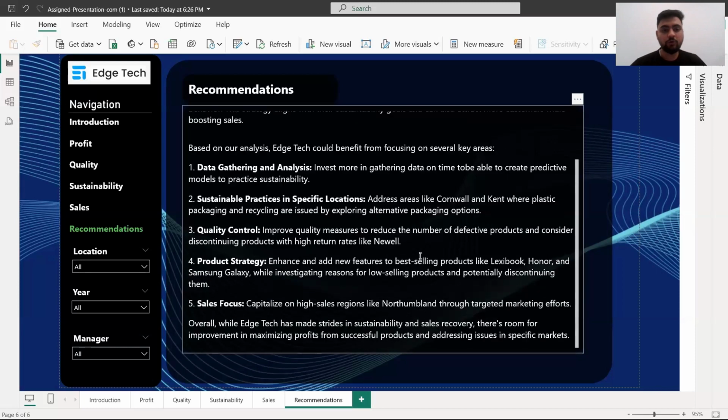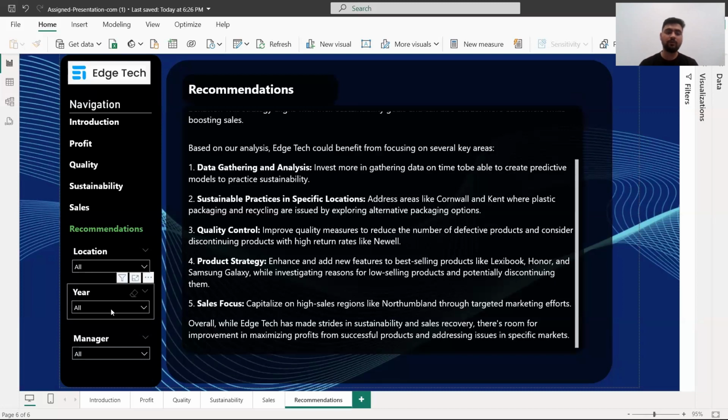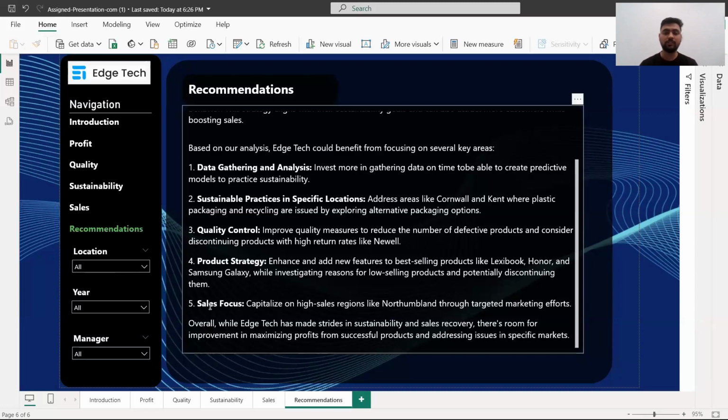Hi everyone. Based on our analysis of the EdgeTech company data, I would suggest some key areas where they need some work to increase their sales and sustainability. First of all, data gathering and analysis. Invest more in gathering data on time to create predictive models. As we see, we have the data from 2022, the last year. We don't have the current data of 2023 and 2024.